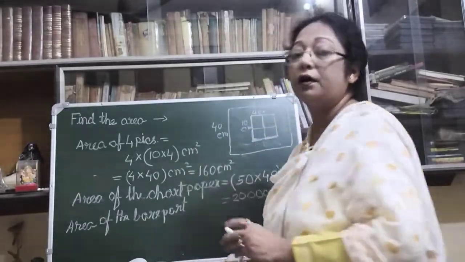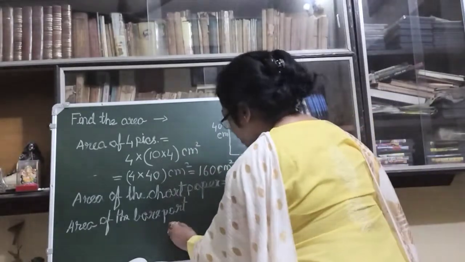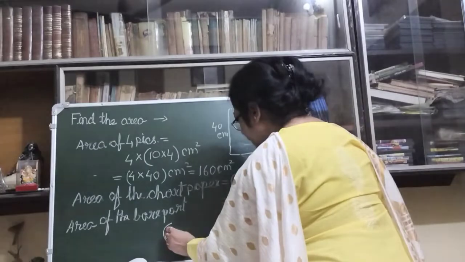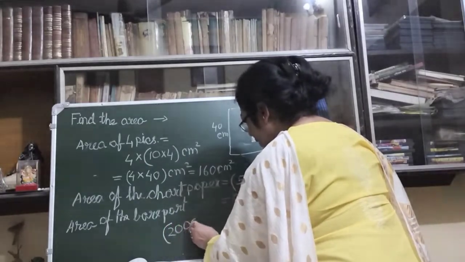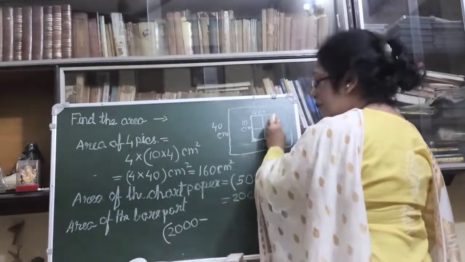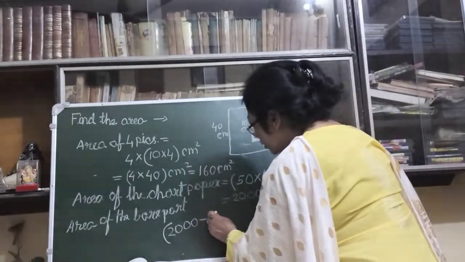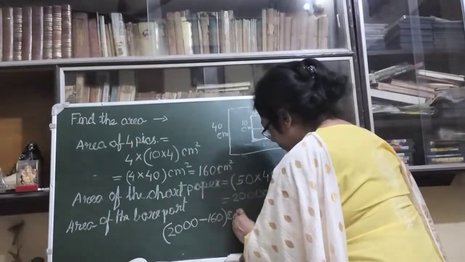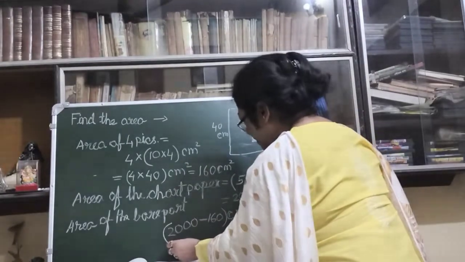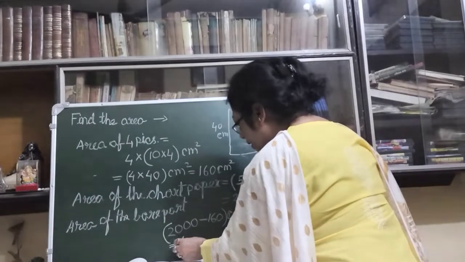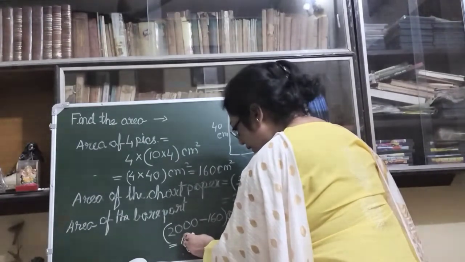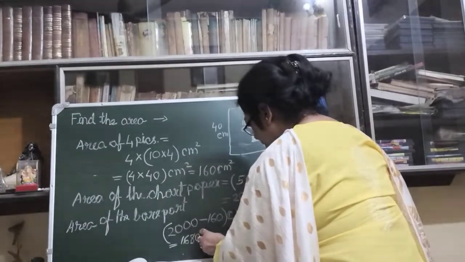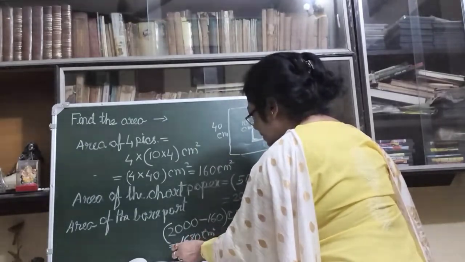Area of the bare part of the chart paper. Simply what you will do? You will subtract the area of the chart paper, that is 2000, minus the area of the four pictures, that is 160 centimeter square. I kept the number in brackets and then I have written centimeter square. That is 1840 centimeter square, or square centimeter.